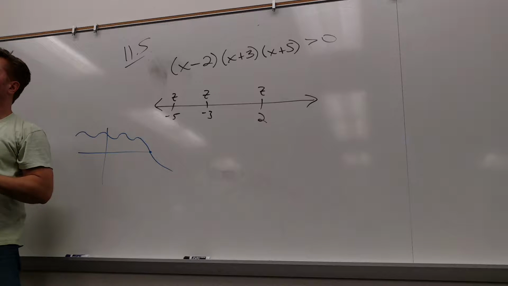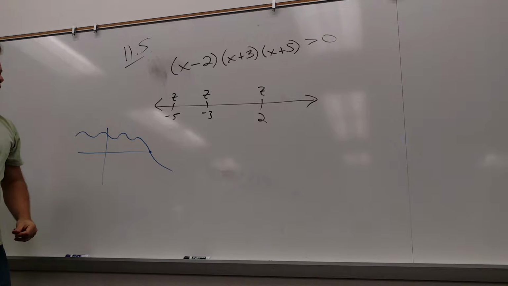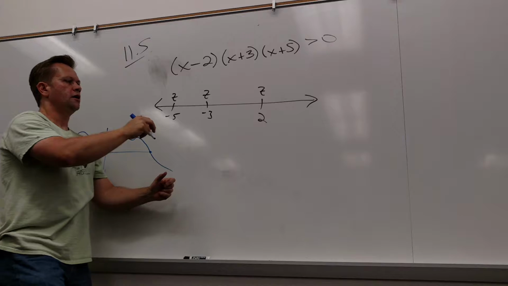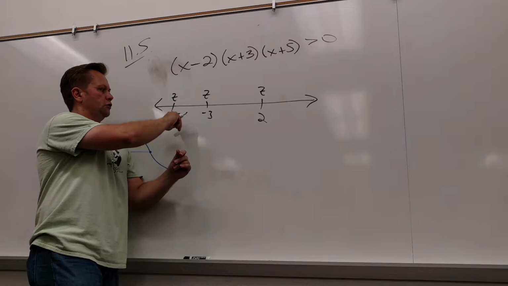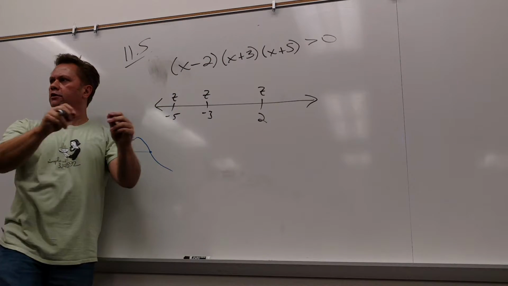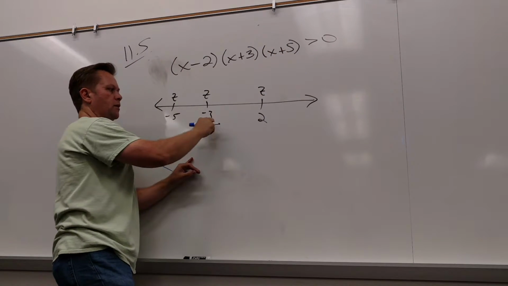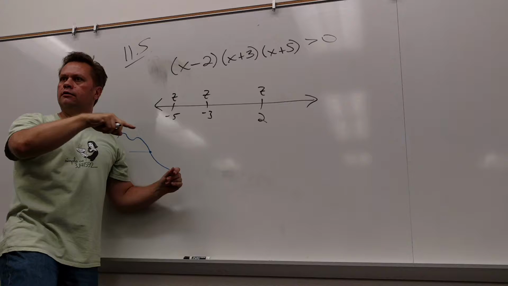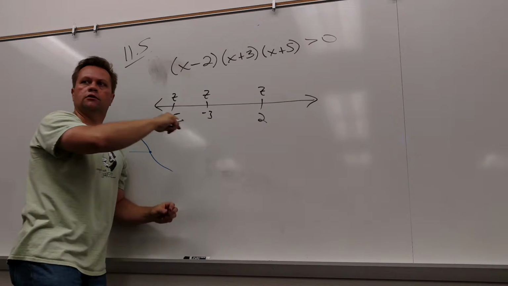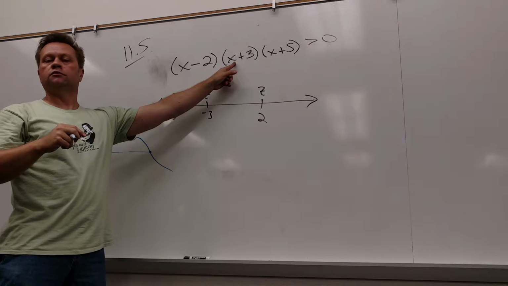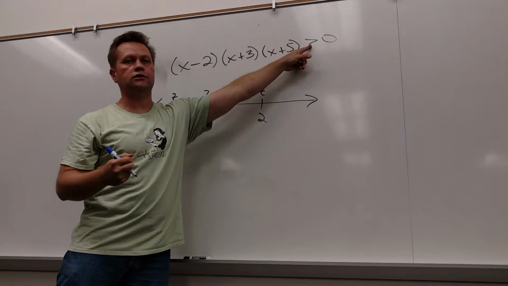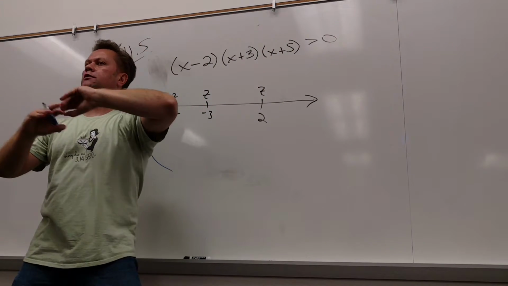Yes, sir? Shouldn't that be greater than or equal to 0? No. My answer will not include these because that's where this equals 0. Is that cool? So if it was greater than or equal to, these would be part of my answer. At the end, these will not be part of my answer, because what do they make this do? Equal 0. And is that what it asks for? No. It just wants to know where is it positive.